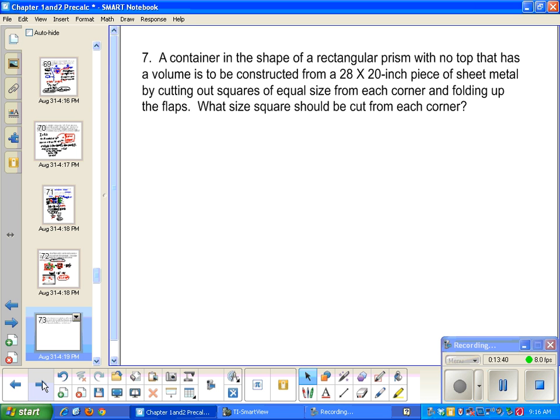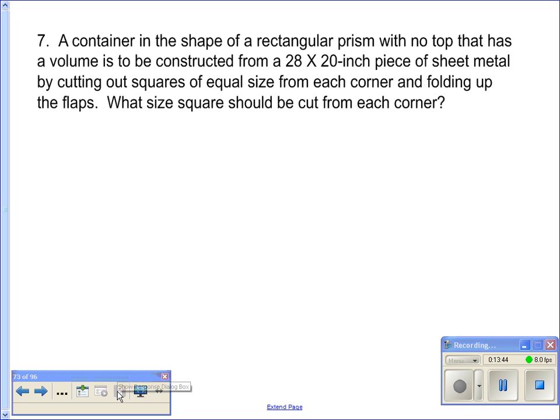Number 7. We've got a container in the shape of a rectangular prism with no top. It's going to have a volume, and it's going to be constructed from a 28 by 20 piece of sheet metal. And we're going to cut square edges out, equal in size, from each of the corners, folding the flaps up. And that's how we're going to create our rectangular prism. And what we want to know is what size the squares that we cut out from the corners should be in order to make that happen.